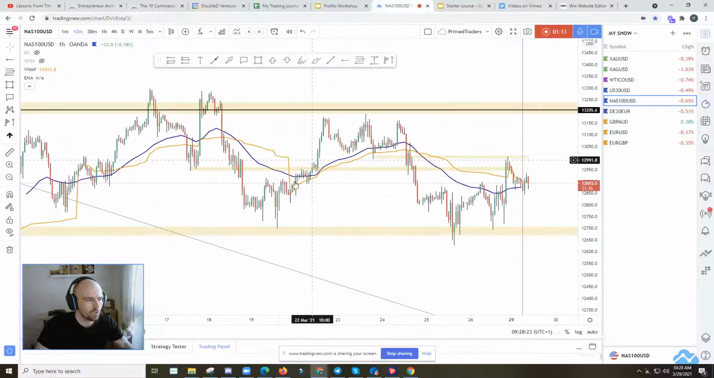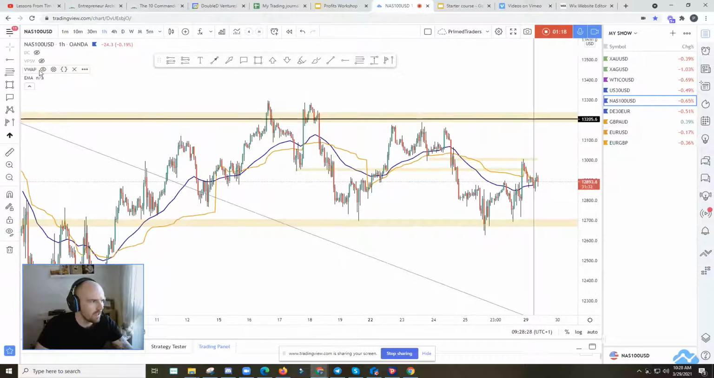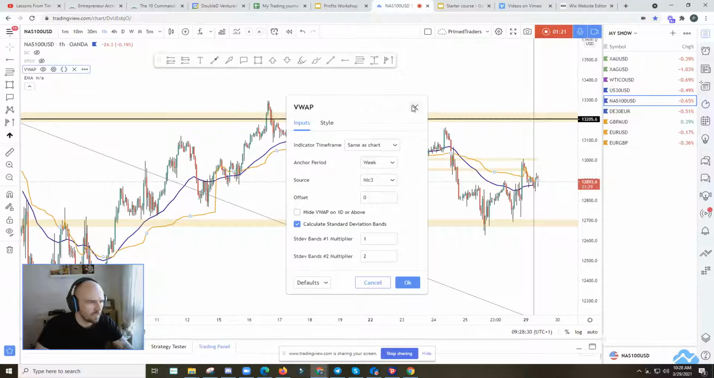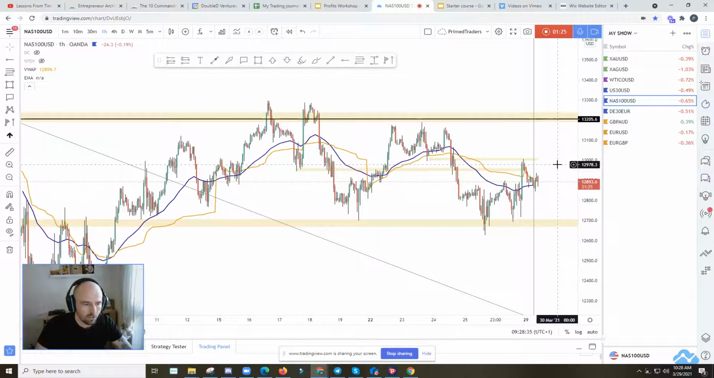So you don't need many tools for this. I'll go over the indicators I'm using right now. VWAP set to the weekly only, EMA set to 13 and to the 4 hour. That's our short-term trend indicator.